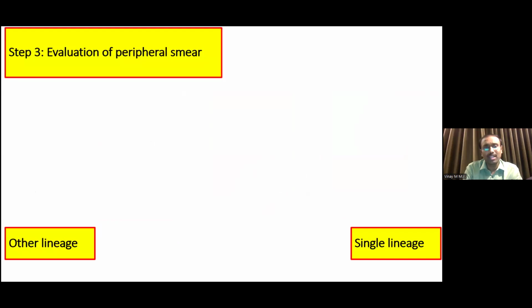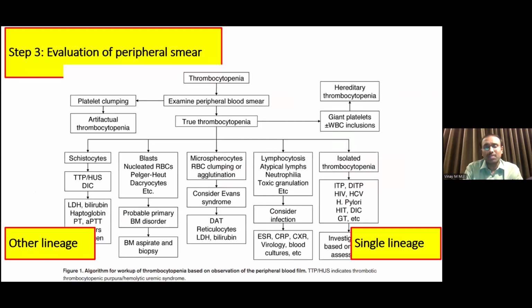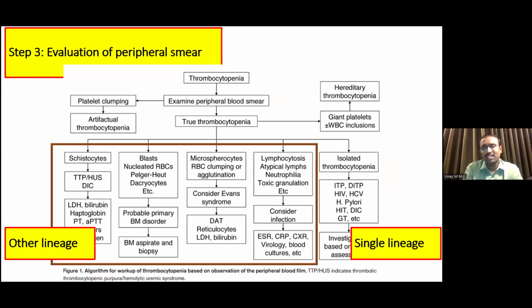And step 3 is again to evaluate the peripheral smear, because it gives a lot more answers than any other test. When there is true thrombocytopenia, just see whether it's a single lineage involvement or multi-lineage involvement. If multiple lineages are involved, bicytopenia or pancytopenia, and there is presence of schistocytes, it may indicate a HUS-TTP spectrum. Blasts, nucleated RBCs, or a leukoerythroblastic picture may suggest a marrow pathology.